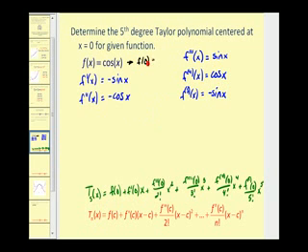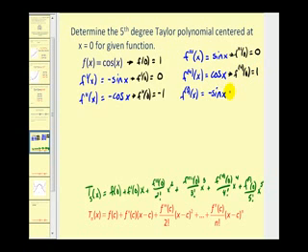So f of 0, the cosine of 0 is 1. F prime of 0, well, sine of 0 would be 0, so this would be 0. F double prime of 0, this would be negative 1. F triple prime of 0 would be 0. And the fourth derivative at 0 would be 1. And the fifth derivative at 0 would be 0. This is all the information we need to find the Taylor polynomial approximation.